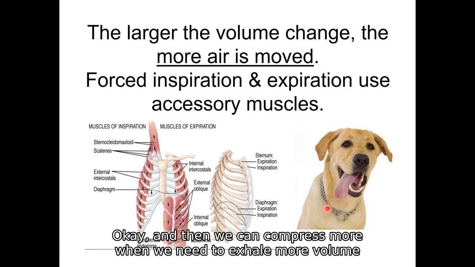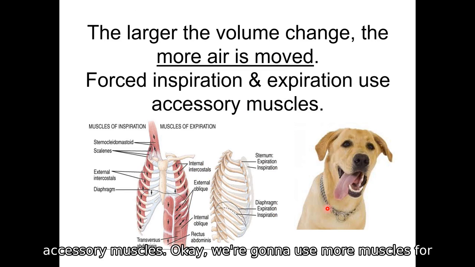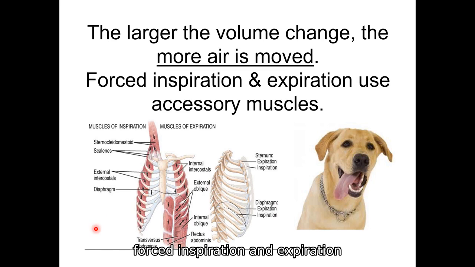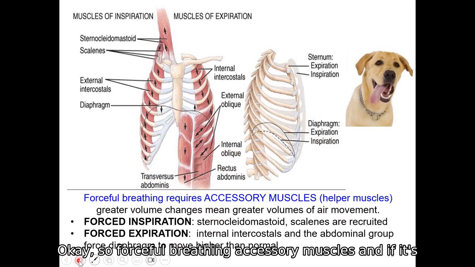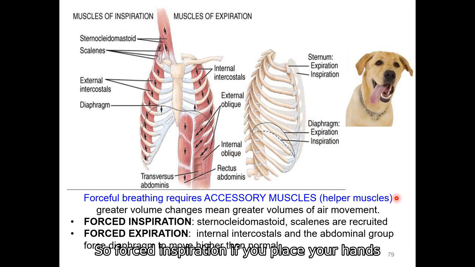And then we can compress more when we need to exhale more volume. And so that's when we're going to recruit some accessory muscles, okay? We're going to use more muscles for forced inspiration and expiration. Okay, so forceful breathing, accessory muscles. And if it's forceful breathing to meet metabolic needs, it's called hyperpnea.